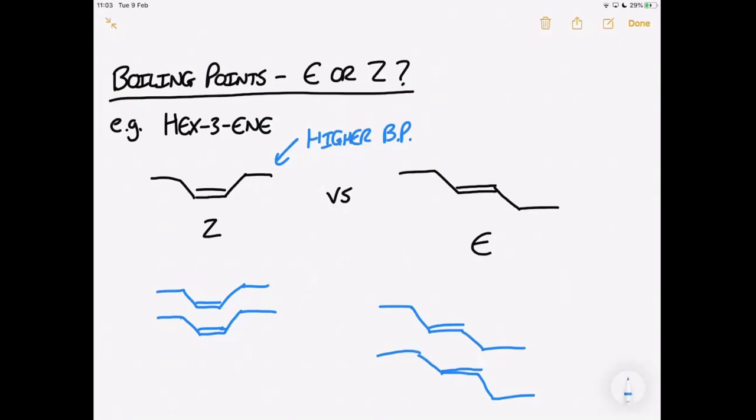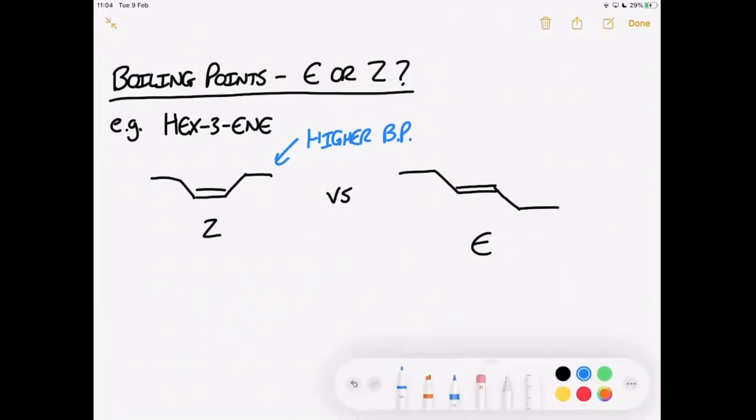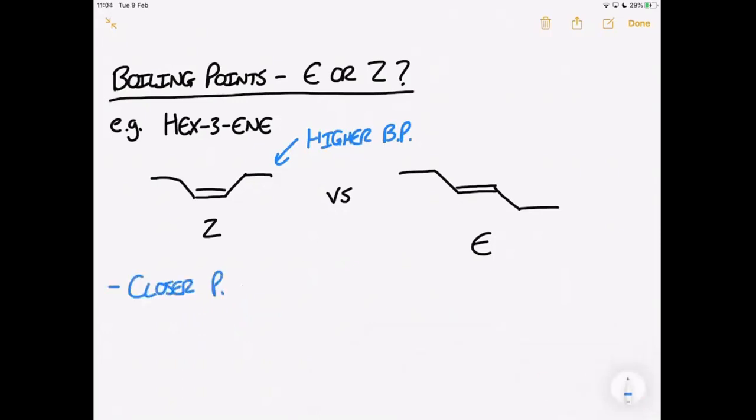It's probably not a major difference. I haven't checked the data, but it's probably not a huge difference because they are still the same size, but you will get this slight difference. Okay, so remember the phrasing that we use here is, we would say that Z isomers get closer packing, and therefore you get a stronger van der Waals force.